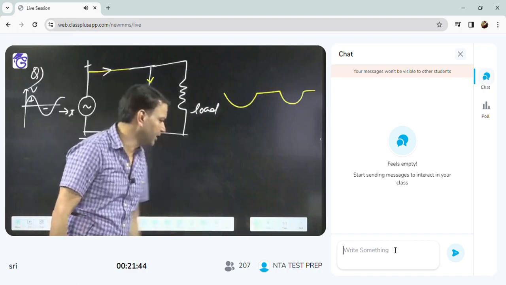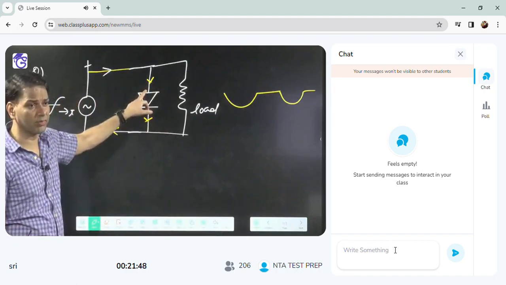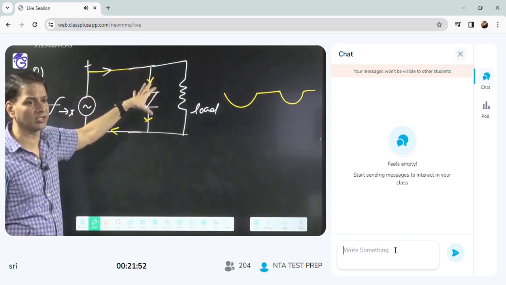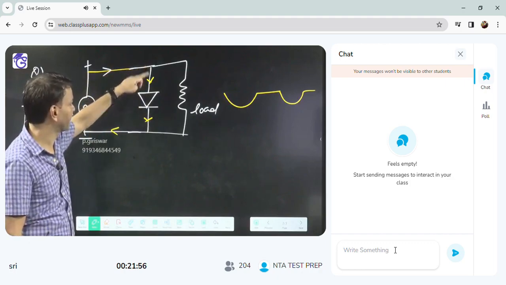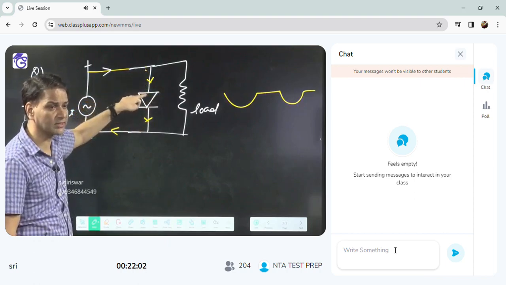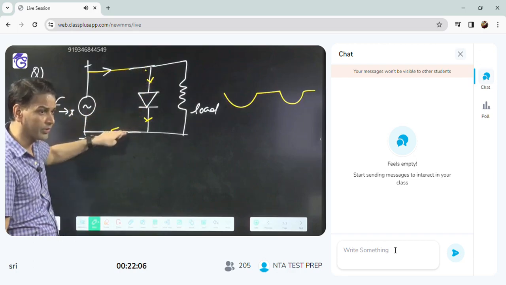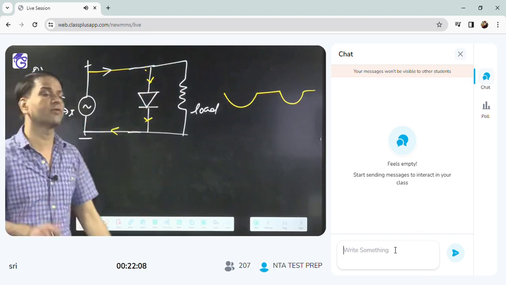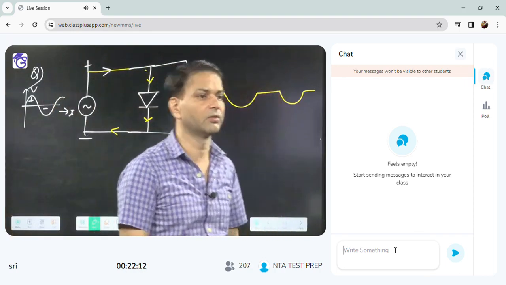What I'm saying here: for the positive cycle, the diode is in the forward bias. So current always flows from the minimum resistance or zero resistance path. So here it is going here. Now, the diode is in the forward bias and the resistance of the diode in forward bias is zero. So this load will get shorted. That's why current will directly go from here to here. The load will not get the positive cycle. So the load will get which cycle? It will get the negative cycle. That's why the output will be the negative cycle.